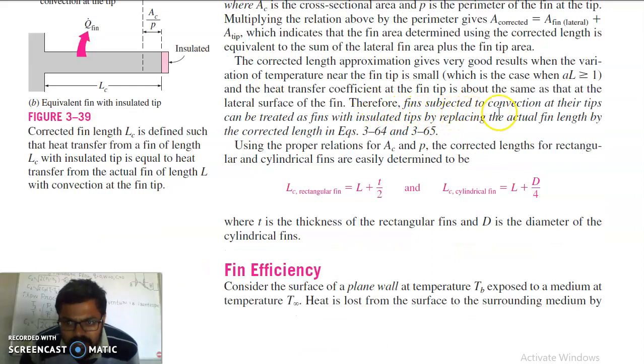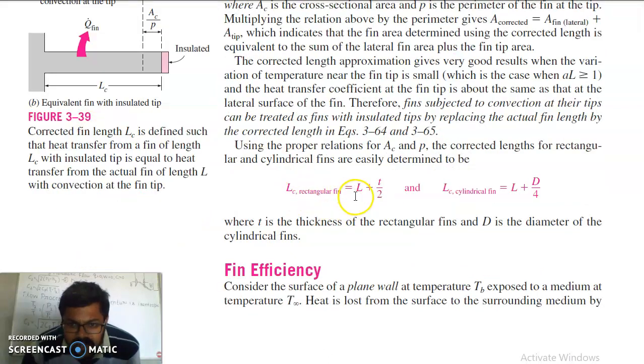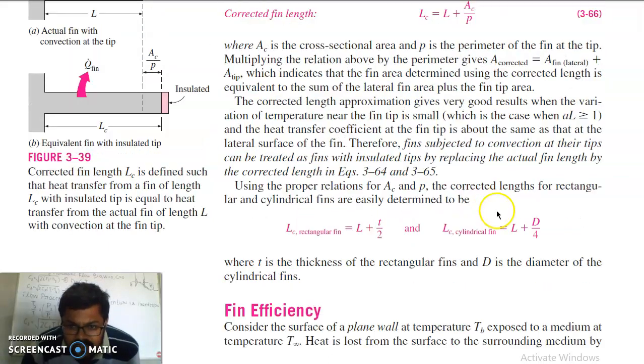Therefore, fins subjected to convection at their tips, in this case, can be treated as fins with insulated tips by replacing the actual fin length L with the corrected length Lc, and this will give you the same area. The area in this case, which is the lateral area plus tip area, is equal to the lateral area in this case. So this is your corrected length in the case of a rectangular fin, and this is your corrected length in the case of a cylindrical fin. t is the thickness of the rectangular fin and D is the diameter of the cylindrical fin. So this is up to here.